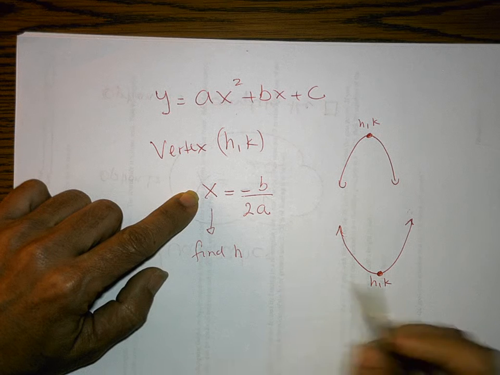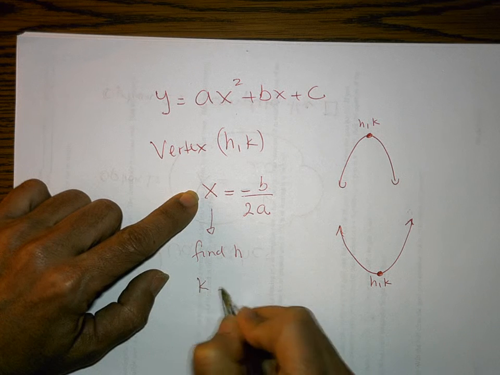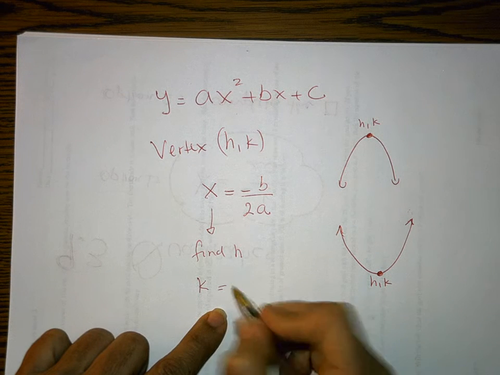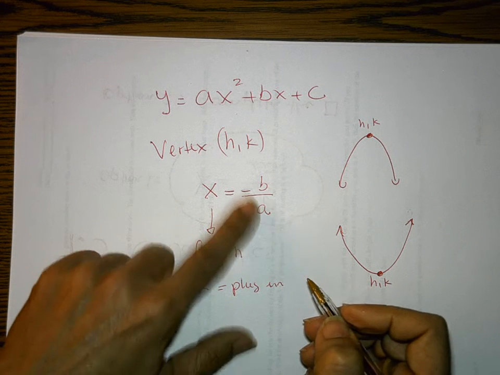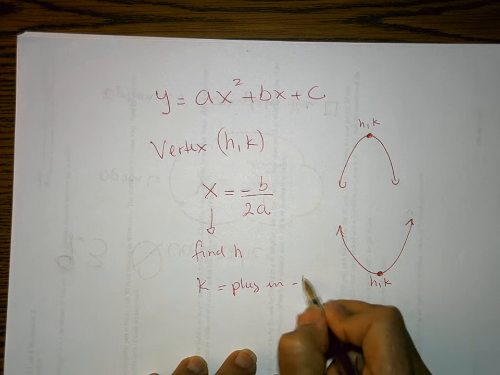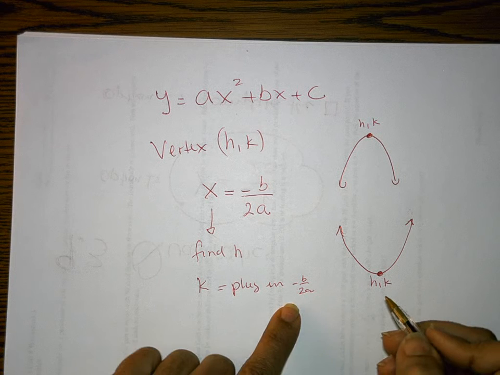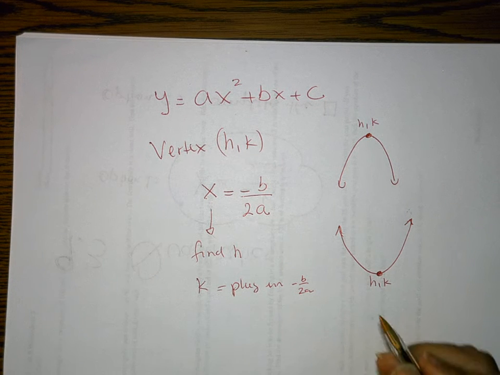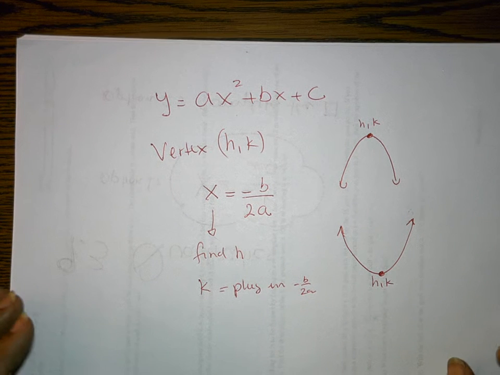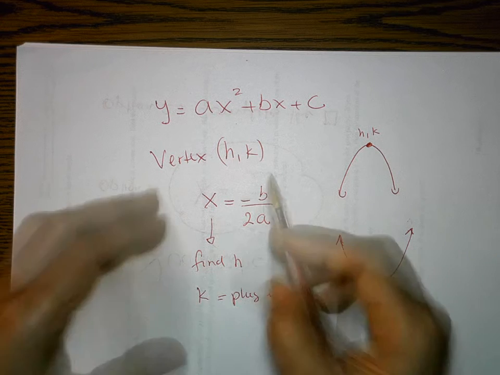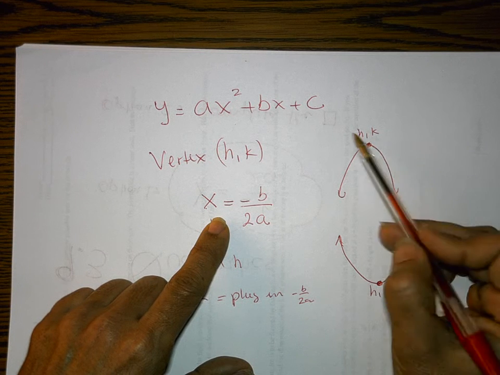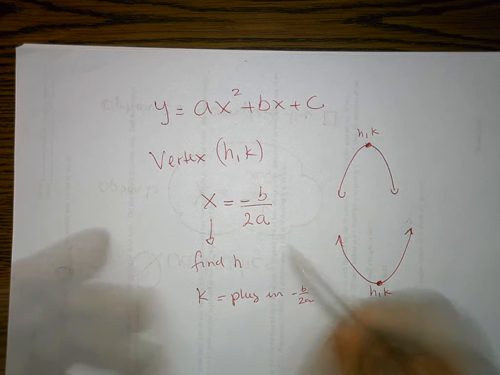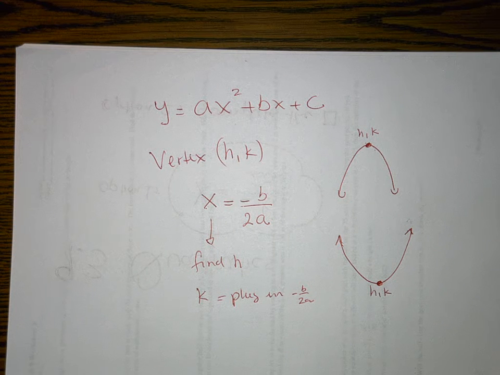Okay? Now if I want to find k, the k coordinate, I need to go back and plug the value that I found over here, the negative b all over 2a, back into my original equation. So that is the discussion we had in class. First, this is a shortcut to find the h value of the vertex, and then we go back and plug it in to find the k value.